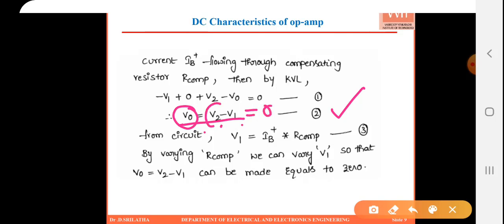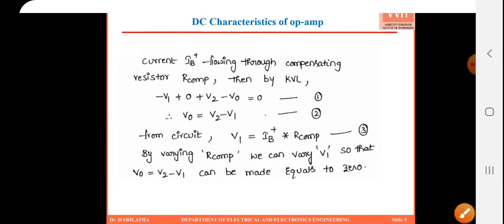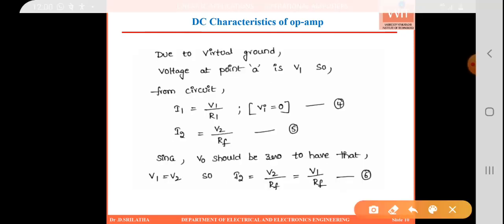So I need to make this voltage 0. V2 depends on the feedback resistance, which is fixed. So this is my compensating resistor. Using it, I can adjust the voltage V1 in such a way that V0 will be equal to 0, making my output voltage 0 despite the effect of the bias current. That's why it is called bias current compensation. So for that, let us see the analysis.